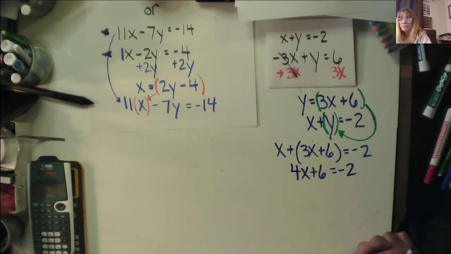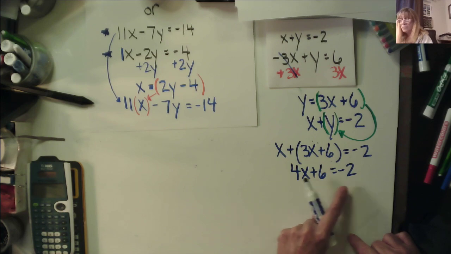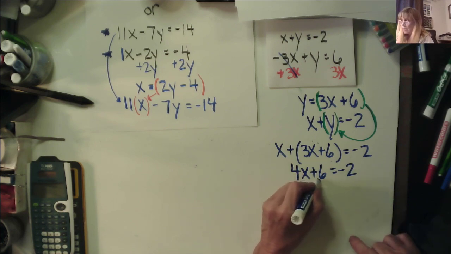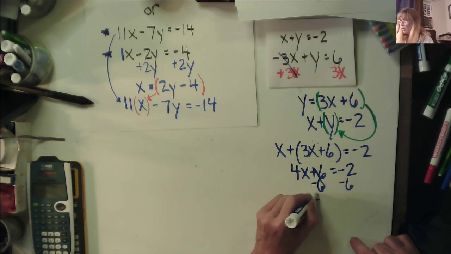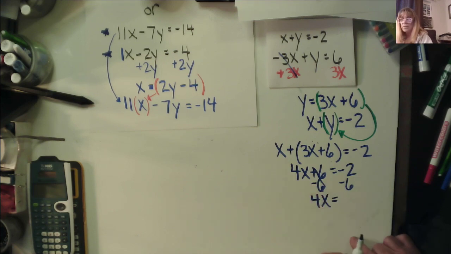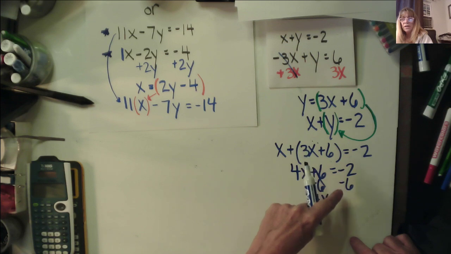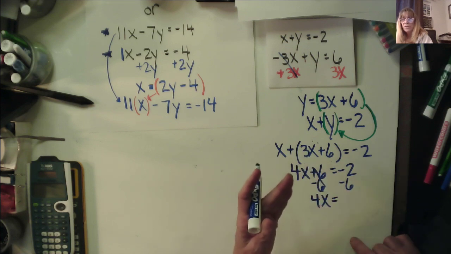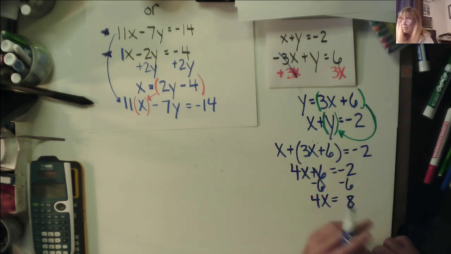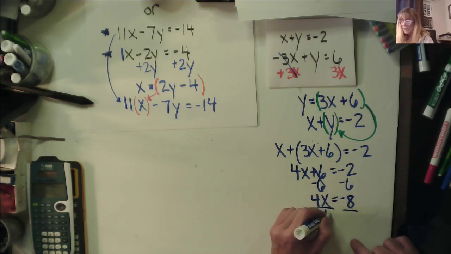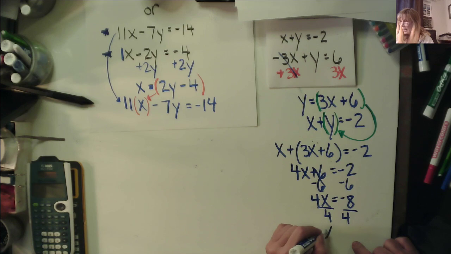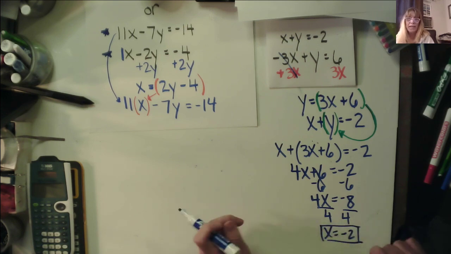I'm going to subtract 2 from both sides, 6 from both sides, sorry. 4x equals, these are both the same sign, so you just collect them together. 6 and 2 is 8, but we're talking about negative numbers. And now you divide both sides by 4, and x equals negative 2. So now you've got that.